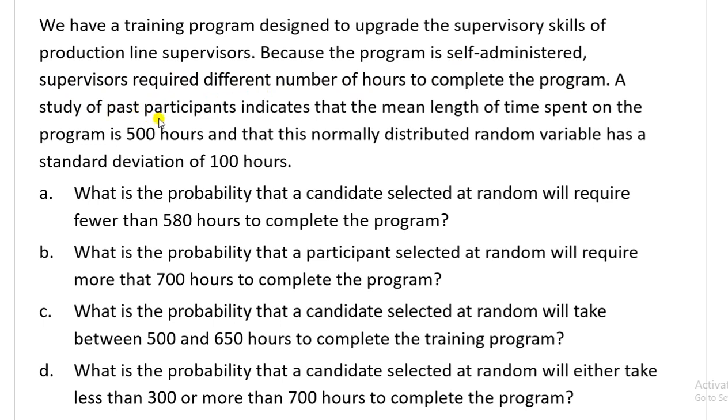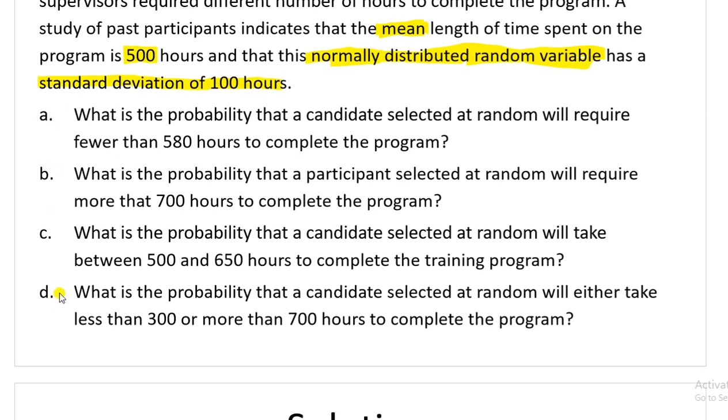A study of past participants indicates that the mean length, you see, whenever you are reading a normal distribution problem, you are looking for mean and standard deviation. So here he gave us the mean length of time spent on the program is 500 hours. So this is my mu. He also mentioned in the question that this is a normal distribution question, with a standard deviation of 100 hours. So mean is 500, sigma is 100. So I got two values. Now these are all questions and we can answer one by one.